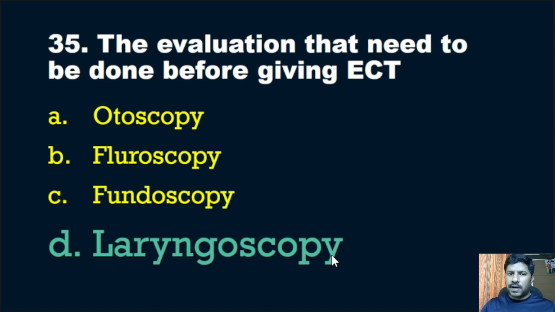Also, ECT is contraindicated in myocardial infarction and increased ICP, so this should also be assessed before giving ECT. The absolute contraindications for ECT include active myocardial infarction and increased ICP. So the airway assessment, that is laryngoscopy, needs to be done, and the patient should be assessed for any increased ICP or active MI.